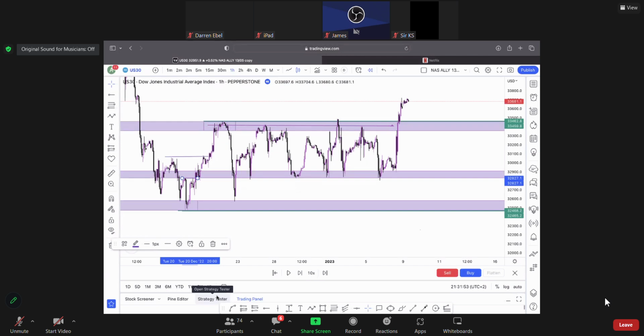Just repeat that for the sake of taking note, Ali. No problem. So if structure tells me that we're taking out highs, if structure tells me that we're bullish, then we're looking for demand zones. And if structure tells me that we're bearish, we're looking for supply zones. Simple, simple, simple.